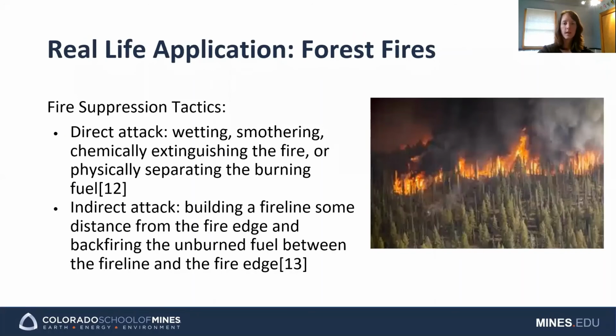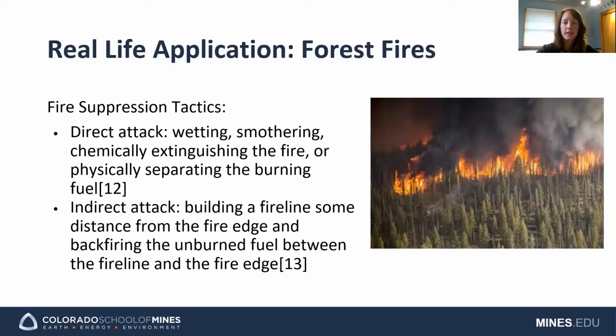In conclusion, we'd like to tie this back to a real-life application of forest fires, which were so dangerous this last year. Depending on the types of materials that are being burned, the attack methods for putting out a forest fire can differ. There are 2 main classifications for ways to fight a forest fire, and that's direct attack and indirect attack. Direct attack is what you typically think of. It's anything that directly impacts the site of combustion itself. So wetting it, smothering it, putting chemical extinguishing agents on it, things of that nature.